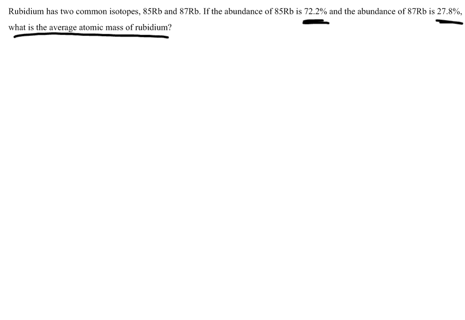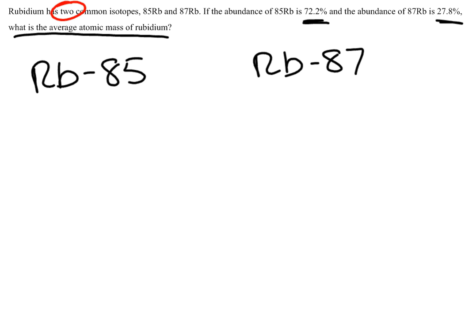Now, there are 2 pieces of information that you need when doing an average atomic mass or a weighted average. You need to know the mass of that particular isotope, and you need to know the percentage or abundance of that particular isotope. So in this case we have 2 common isotopes: rubidium-85, which you normally write like this, and rubidium-87. I'm just making a table to make things look a little easier.